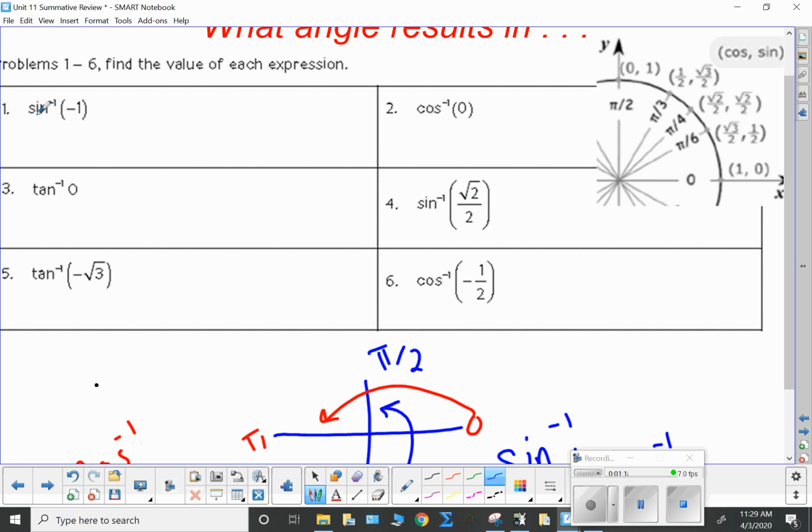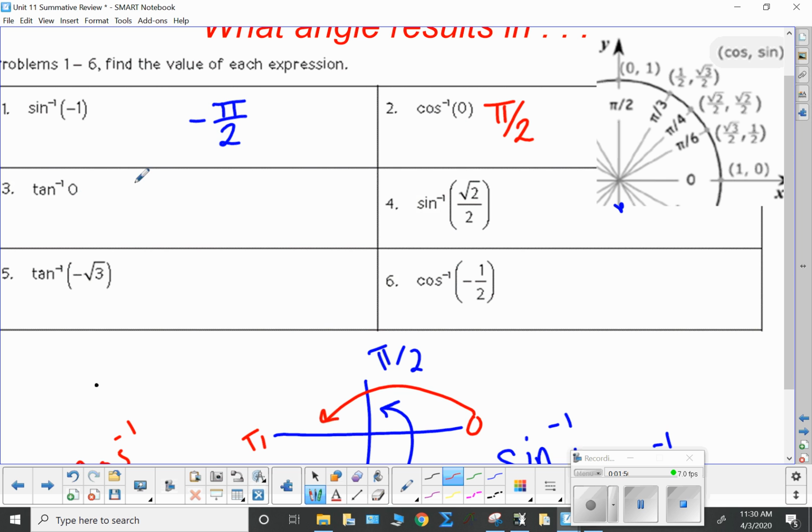So I have the inverse sine of negative 1. So where is sine negative 1? That's down here. Down here is at negative pi over 2. Cosine is 0. Where's the value of x 0? Here and here, but remember we're only going this direction, so it's right here. So this is going to be at pi over 2.